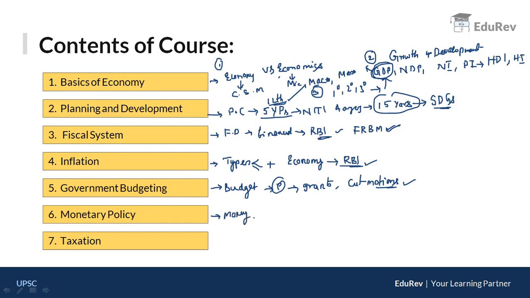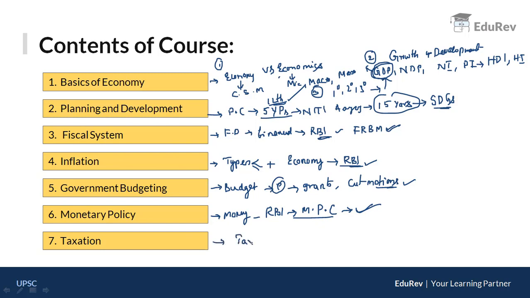Next is monetary policy, which is related to money, right? Here, the role of RBI, how it devises a monetary policy based on the recommendations of the Monetary Policy Committee and its composition, plus tight monetary policy and loose monetary policy, and when to set them in motion. All these things will be discussed here. Clear?